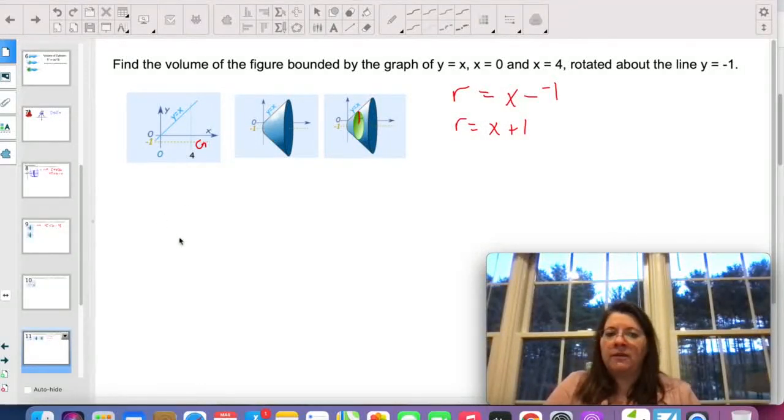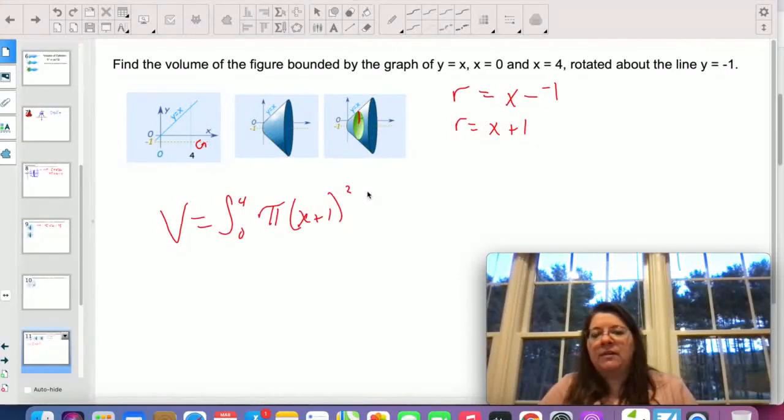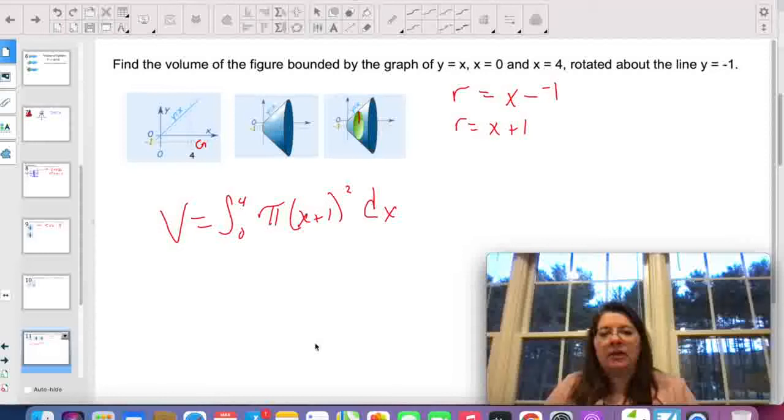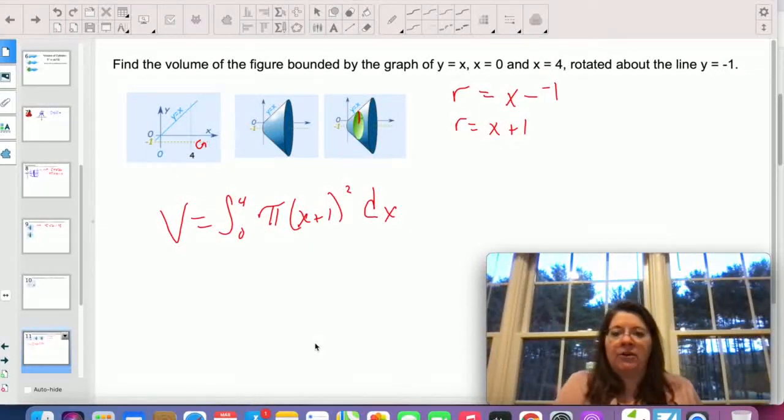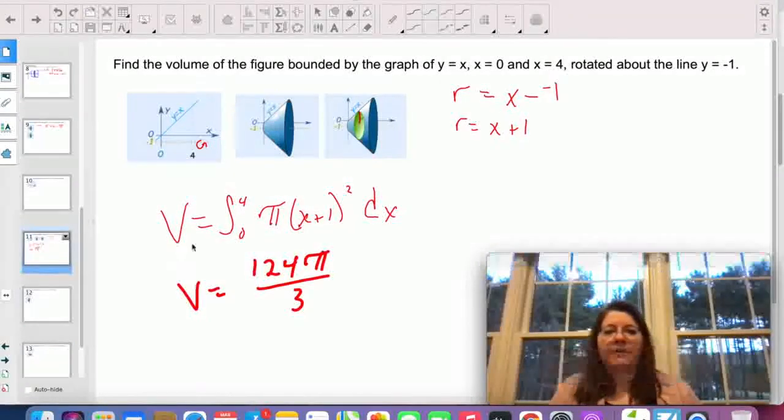So the volume of this will be equal to the integral from 0 to 4 again of pi r squared times the thickness, or h, dx. And remember, since this one is rotating about a horizontal line, we do need it solved for y, so it was already solved for us. Again, I could take that pi to the outside since it's a constant before I integrate. I'm going to save time by integrating on my calculator. And so when I put that in my calculator, I get the volume to be 124 pi over 3.